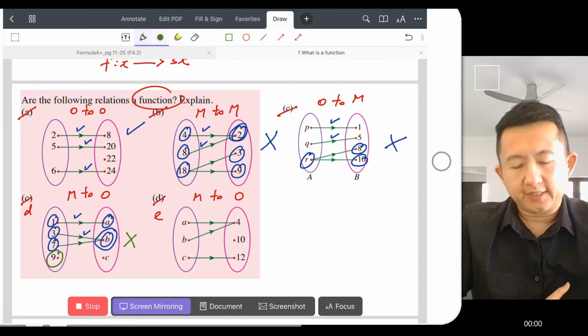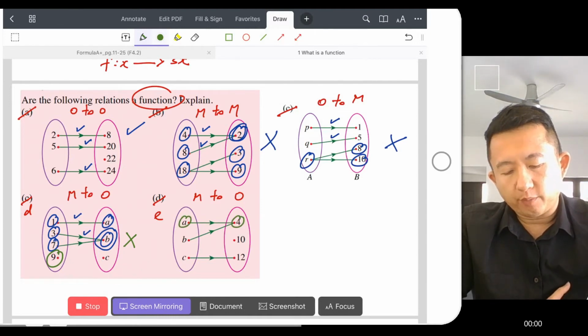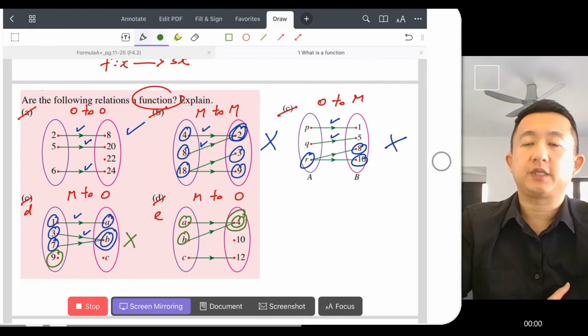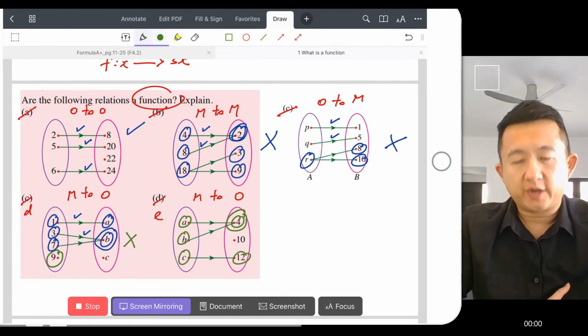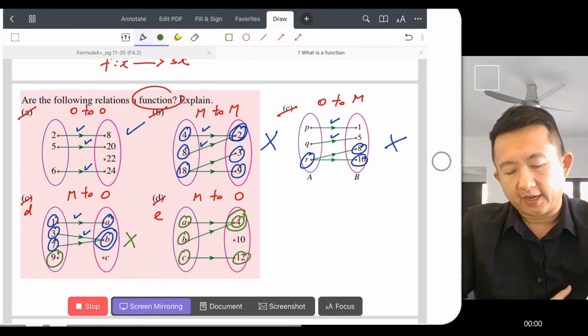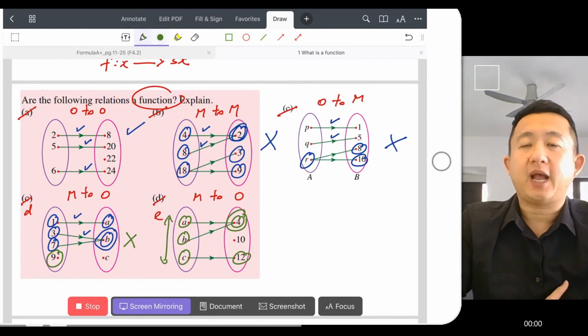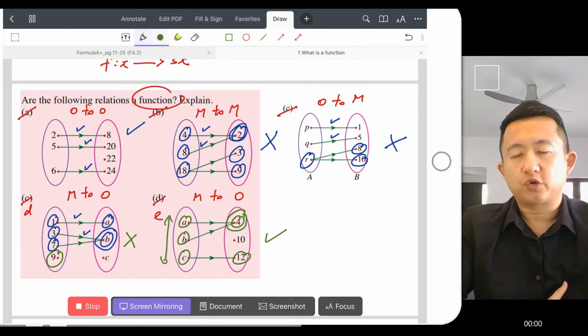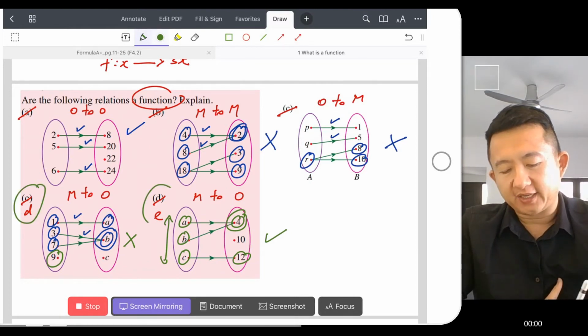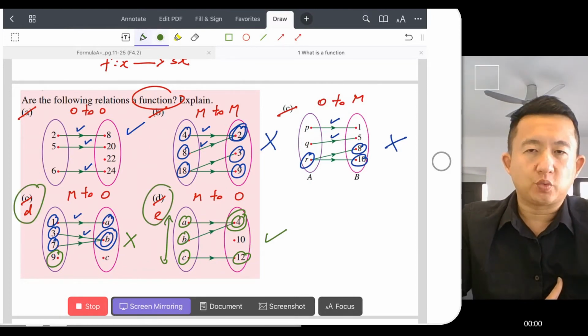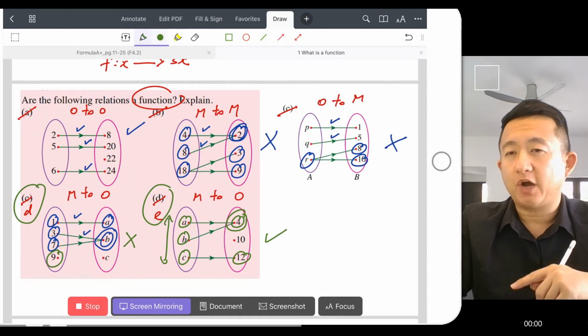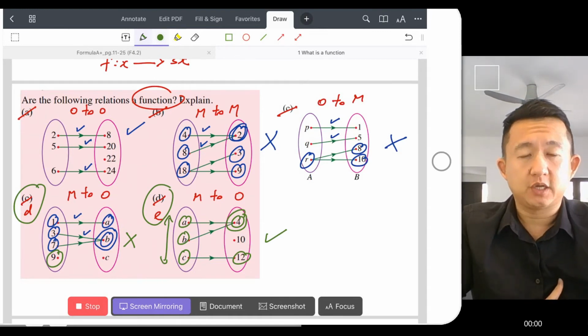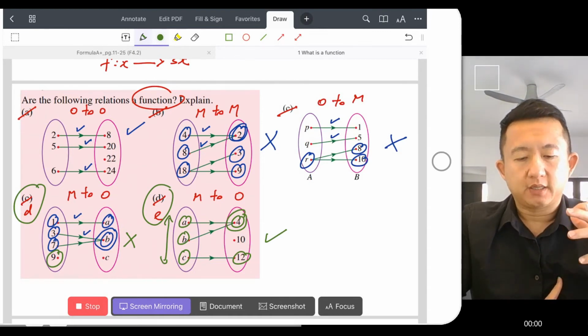We look at E. One input, one output, one input, the same output is fine. One input, one output, yes. And all input has only one output. So this is a function. If you compare D and E, both are many-to-one relations, but one is a function, the other one is not a function. So you have to remember the statement.